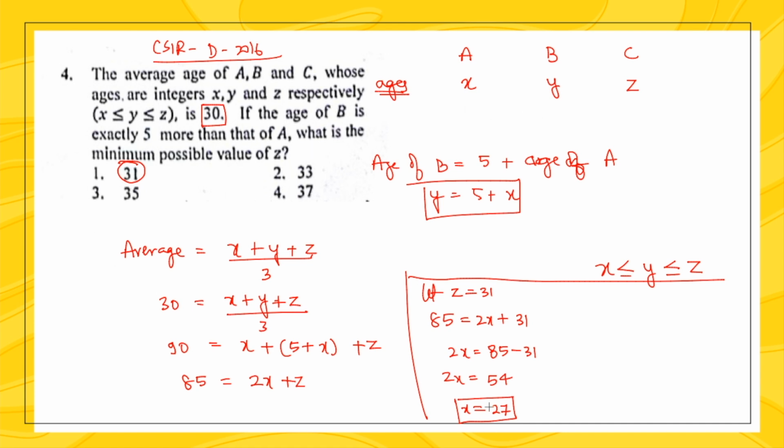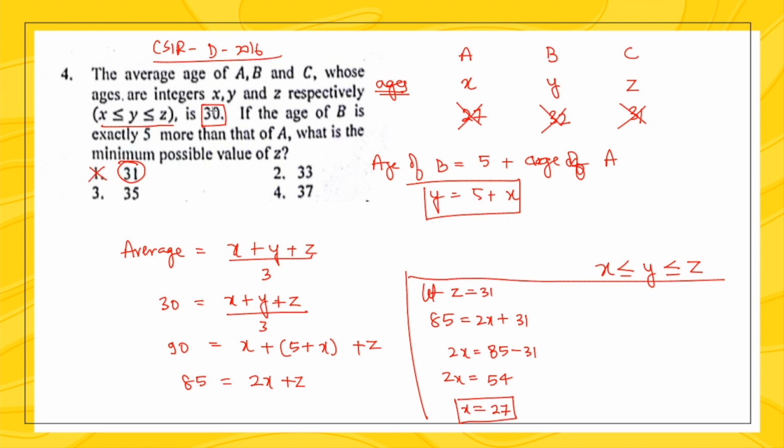So according to this, x is becoming 27. Y is 5 more than this. So 27 plus 5 is how much? 27 plus 5 will become 32, and z is 31 because we have considered that. Is it following the trend which we have? No, it is not following, right? So this cannot be the correct option.